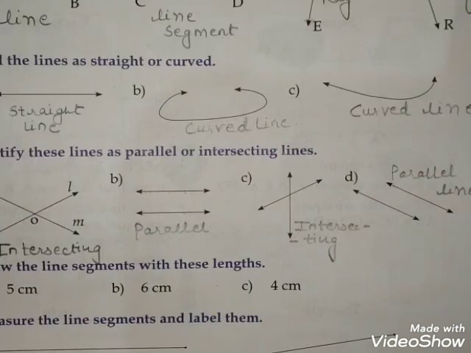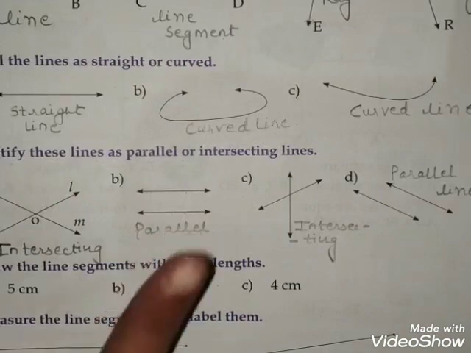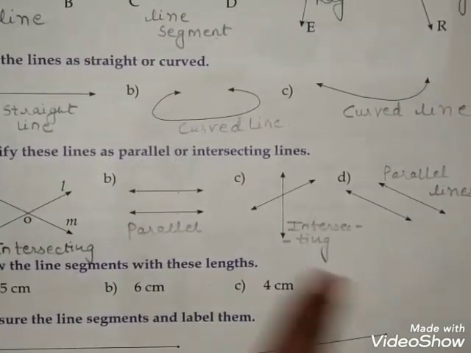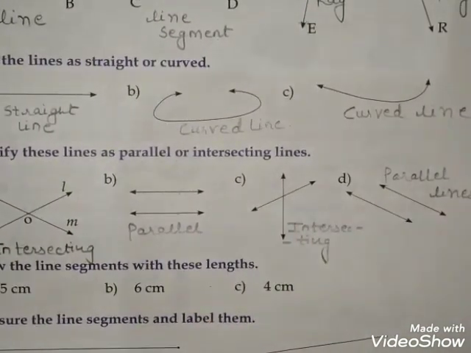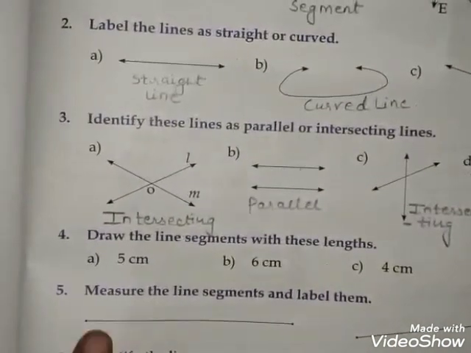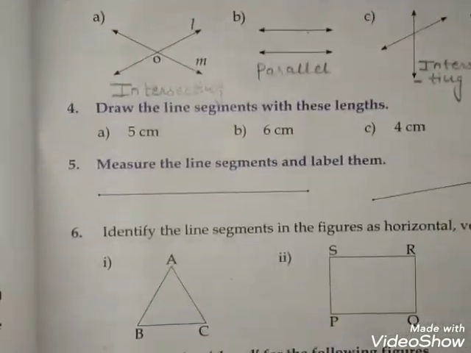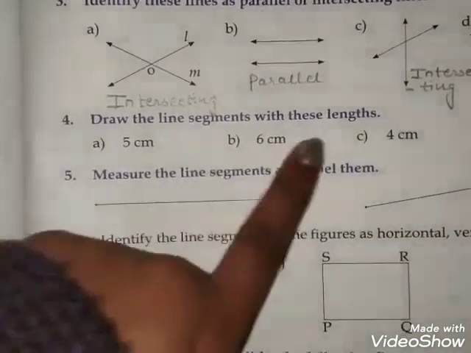No. Or we can say that the lines which can never meet are known as parallel lines, and the lines which are meeting at any point, it means these are intersecting lines. Alright. Now here, moving to the question number 4. The question number 4 is, draw the line segment with these length.